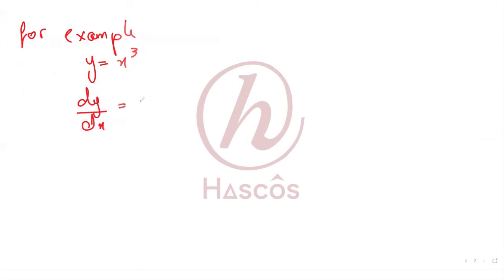Now let's try an example. For example, we have the equation y equals x cubed. Now after that being differentiated, dy over dx becomes, this power becomes the coefficient of x, and then the power gets subtracted by 1. And this is simplified to 3x squared. So y equals x cubed is being differentiated to 3x squared.